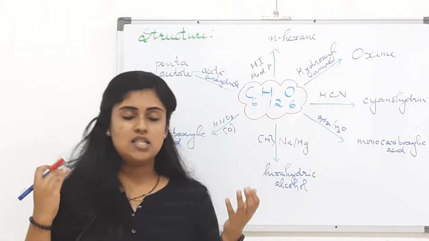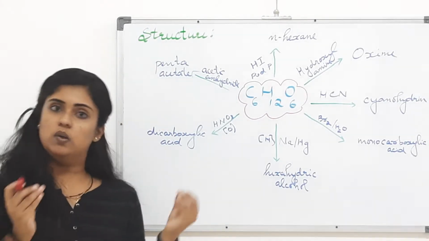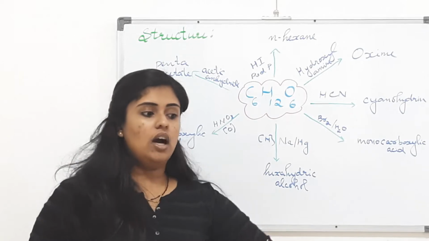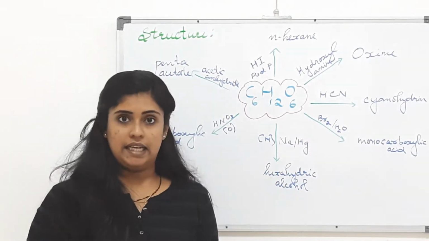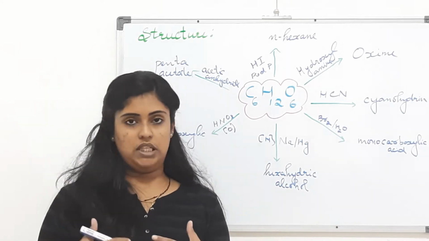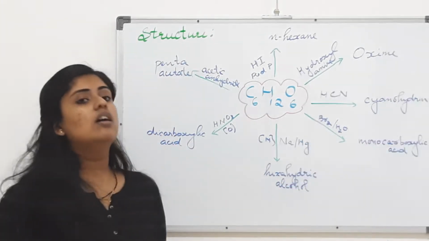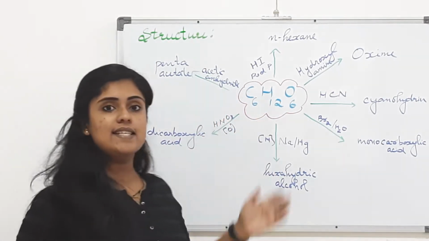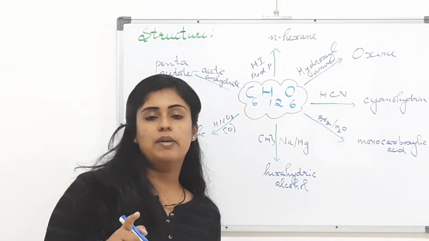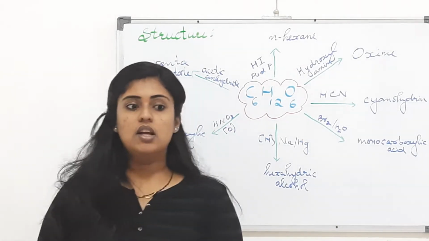To understand the structure of glucose, several organic reactions were carried out on glucose. Firstly, after doing several characterizations from elemental analysis and molecular mass determination, scientists found out that the molecular formula of glucose is C6H12O6. It has 6 carbon atoms, 12 hydrogen atoms and 6 oxygen atoms.